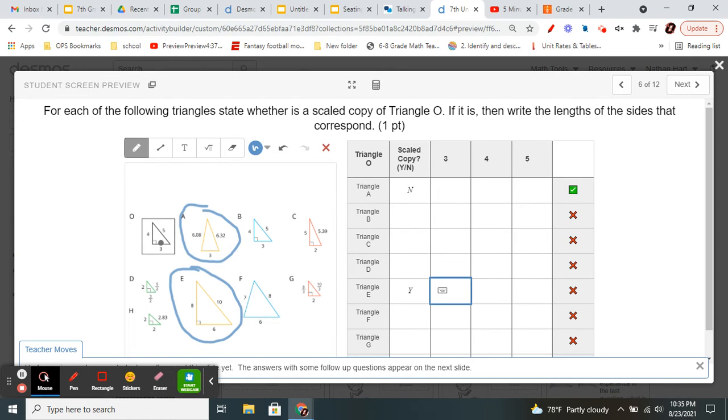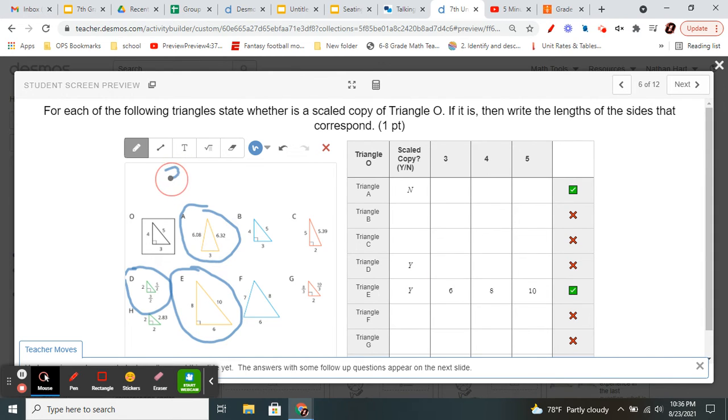Now, this 3, does it match up with the 6 or the 8? It matches up with the 6. Okay, and then you get the 8 and then the 10. So you're looking for sides that match up. Okay. So I think I would pick D. Okay, so D is also a scale copy, but what does 3 match up with?